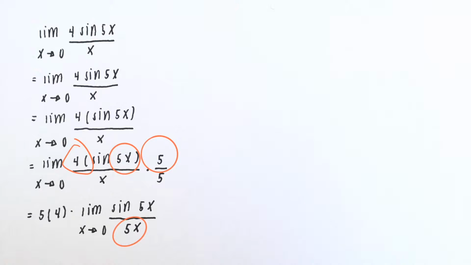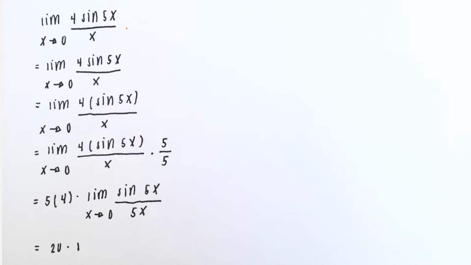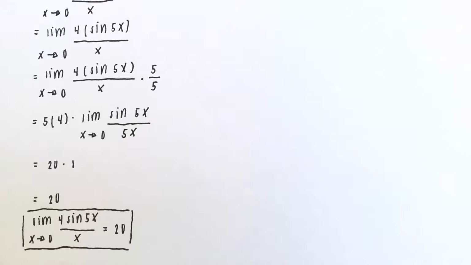We can now evaluate the limit, which is 4 over 5 multiplied to 1, because sine 5x all over 5x equates to 1. To give the answer, we rewrite the given with its answer.